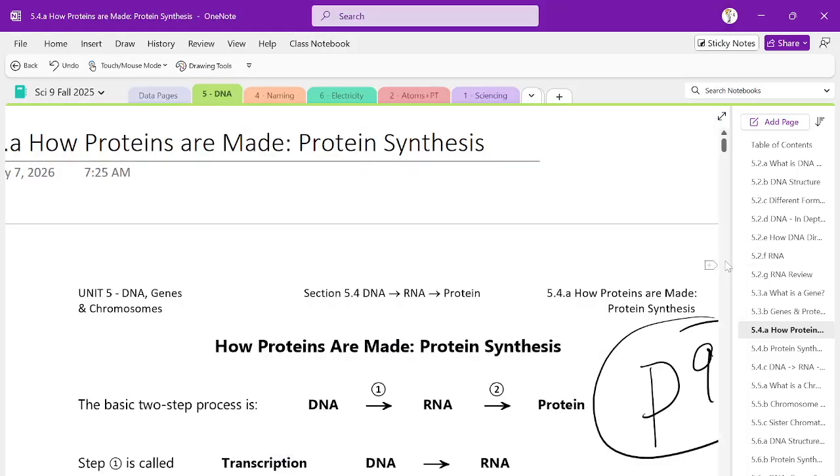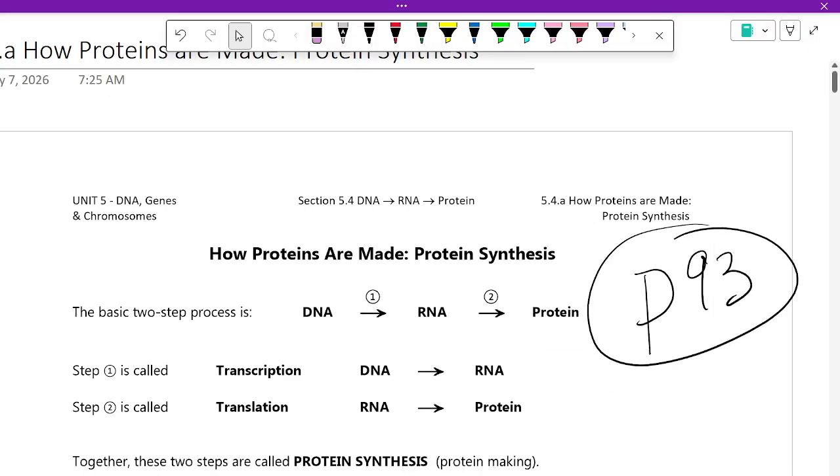Page 93. Would you rather turn to page 93 or would you rather not know this part for the test?